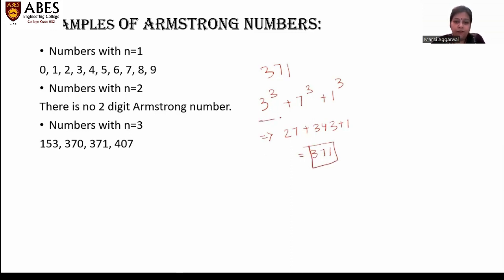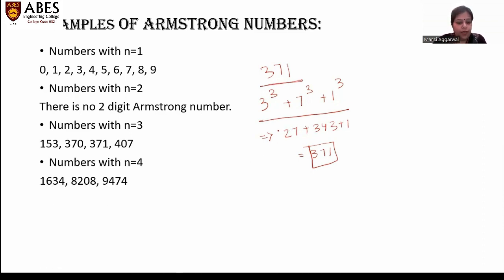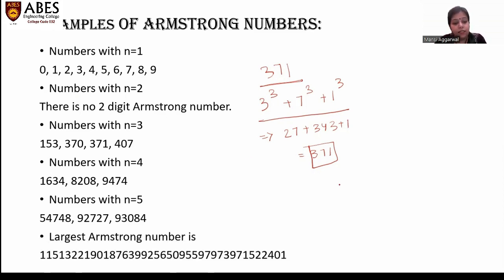The point which we have to remember here is that we have taken cubes of every digit. Why? Because the number was a three-digit number. The order of the number was 3. Similarly, for n equals 4, we have 3 Armstrong numbers. For n equals 5, again, we have 3 Armstrong numbers. And similarly, we have many more Armstrong numbers. The largest Armstrong number is the one having 39 digits. That is, the largest Armstrong number is of order 39.